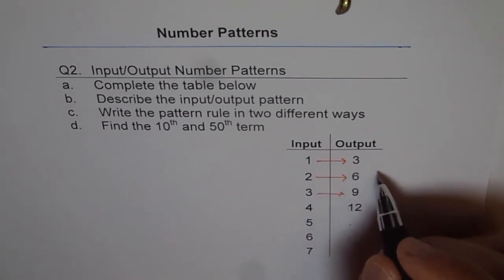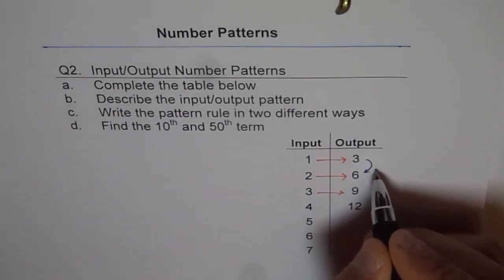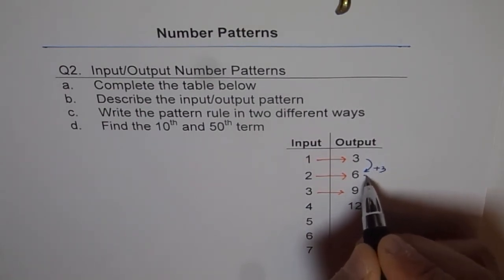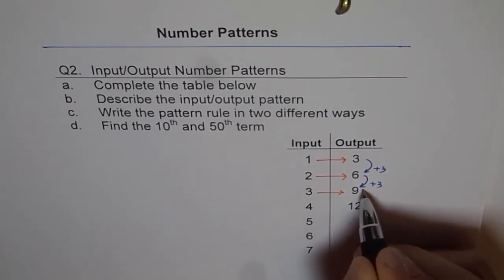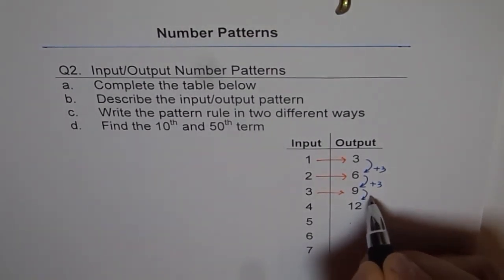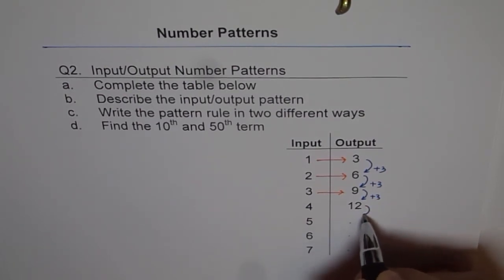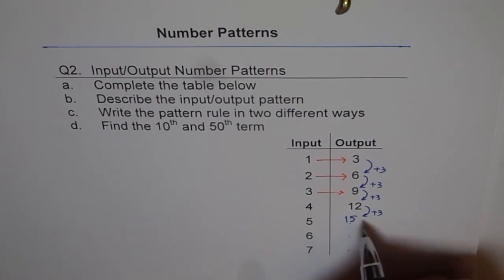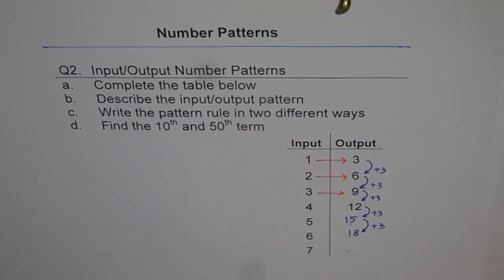So what I see here is, how do I go up by? It is plus 3 each time. Start at 3, plus 3 each time. When I add 3 to each term, I get the next term, right? So 9 plus 3 is 12. What is 12 plus 3? 12 plus 3 is 15. And 15 plus 3 is 18. So I get 18, right? This is one way of doing it.